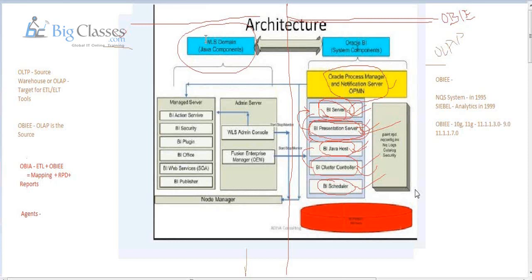WebLogic domain. For example, if you want to deploy any new supported web application for OBIEE, you have to go to the WebLogic domain. This WebLogic domain is divided into two categories: the first category is managed server, the second category is admin server. The admin server is common for any type of installation.